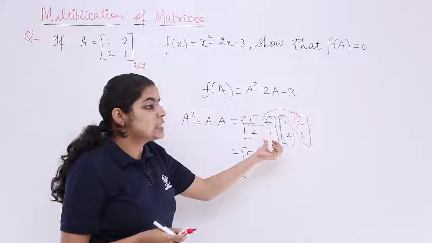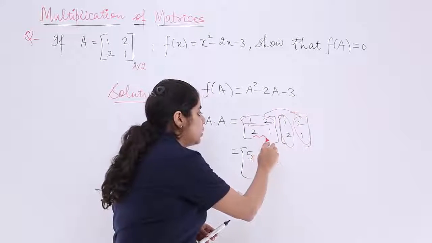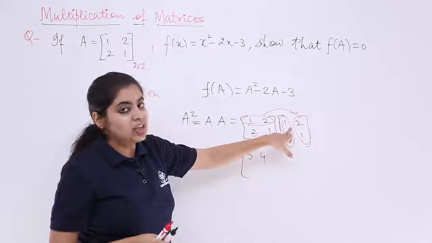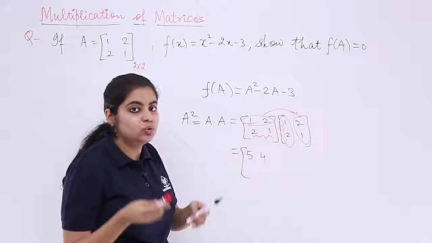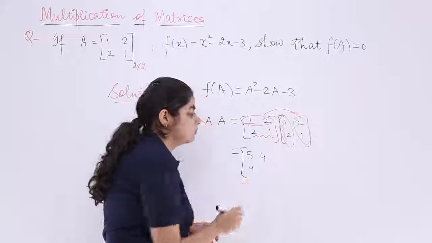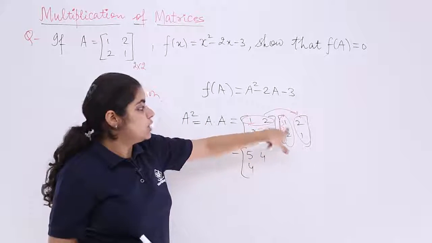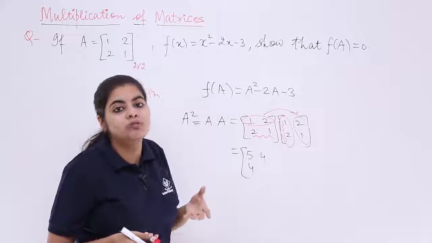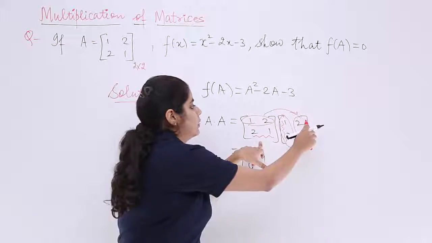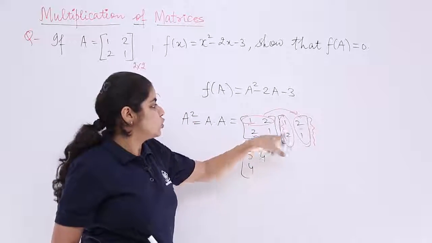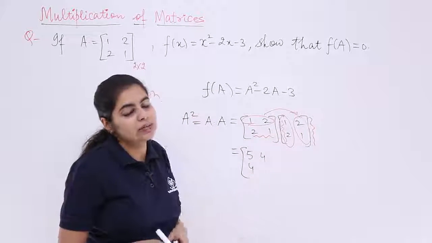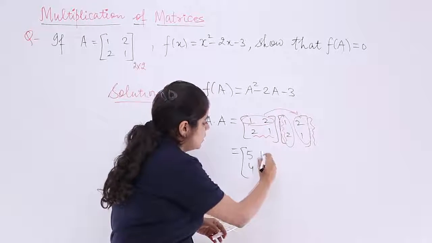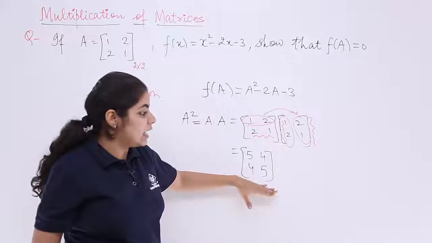Moving again to the second row now. The second row multiplied by the first column: 2 into 1 is 2, 2 into 1 is 2, 2 plus 2 gives me 4. Now, this row and this column, 2 into 2 is 4, 1 into 1 is 1, 4 plus 1 is 5. So, I have these things listed, that means I have A square.